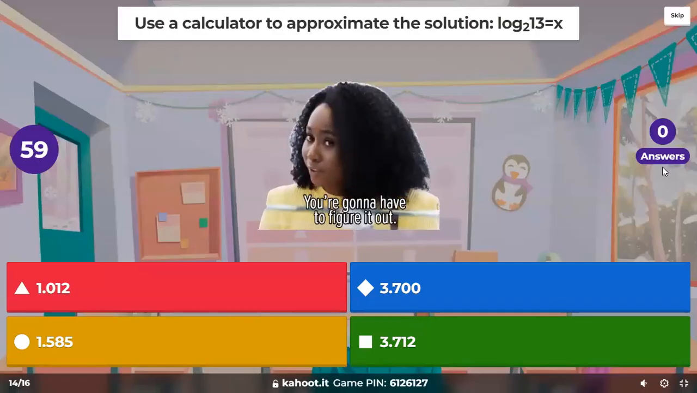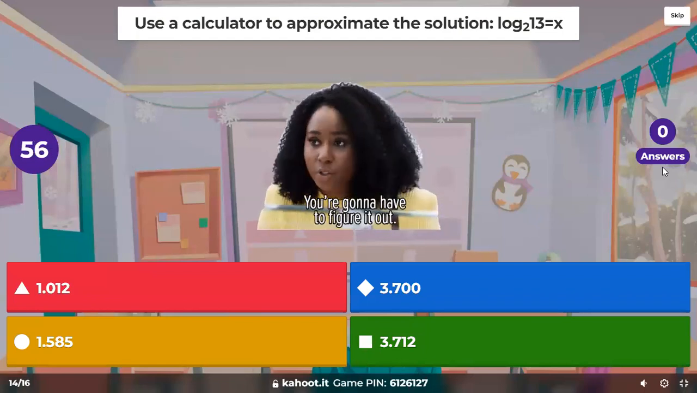All right. Use a calculator to approximate the solution. Log base 2 of 13.